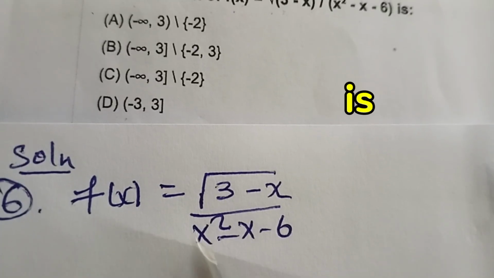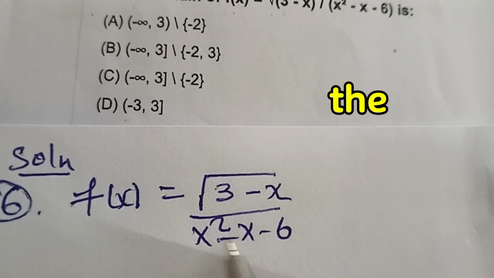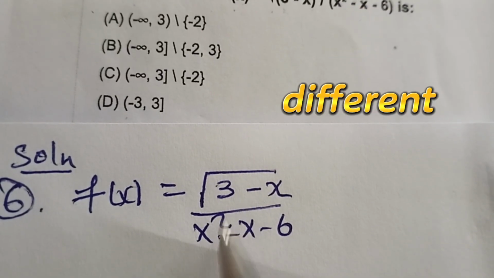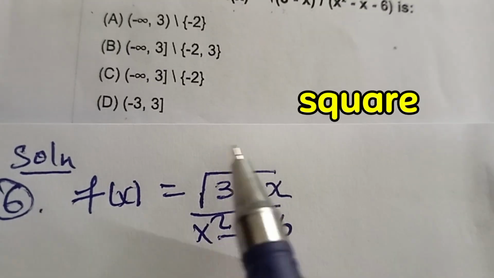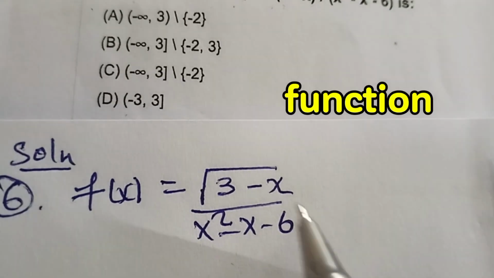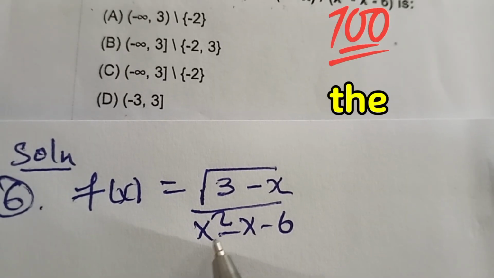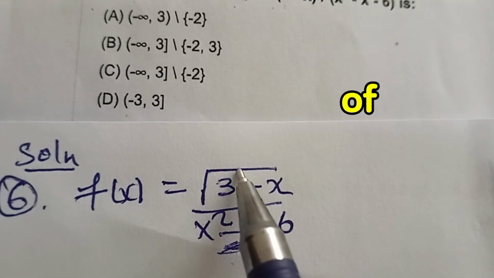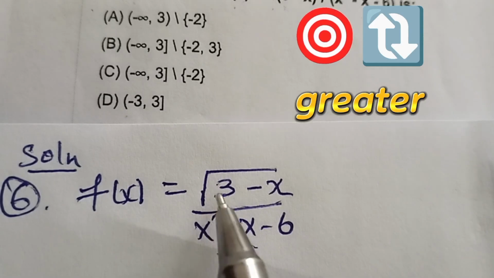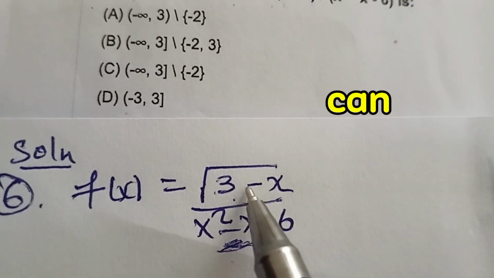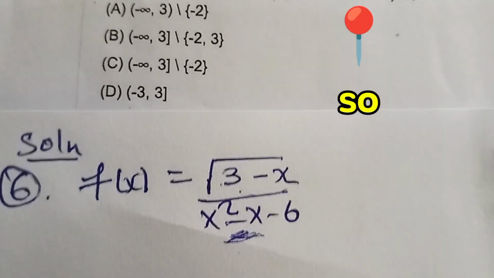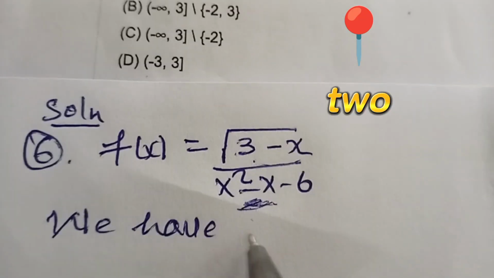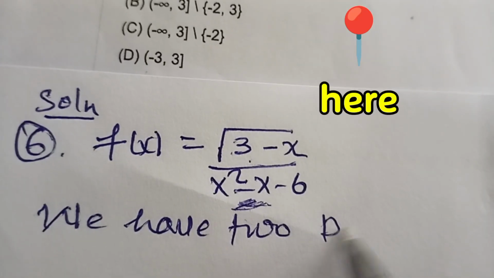The function is f of x equals the square root of 3 minus x over x squared minus x minus 6. So there are two functions. The first is the above function and the second is the below function. So the domain is found by the intersection of these two sets, because there are two different functions. The first one is a square root function and the second one is a rational function. For the rational function part, the domain is the set of real numbers without zeros of the denominator. And for this part, the set of all x is such that 3 minus x is greater than or equal to 0. So we can find it by intersecting their domains. So we have two domains here.